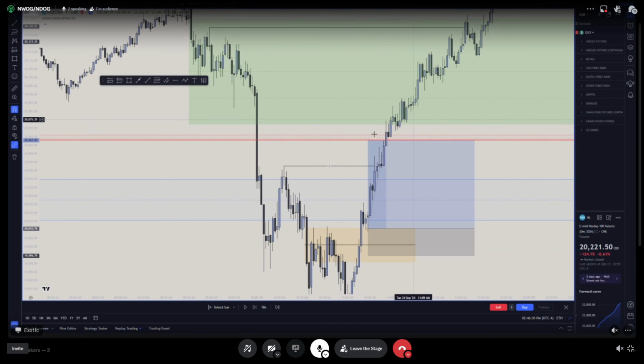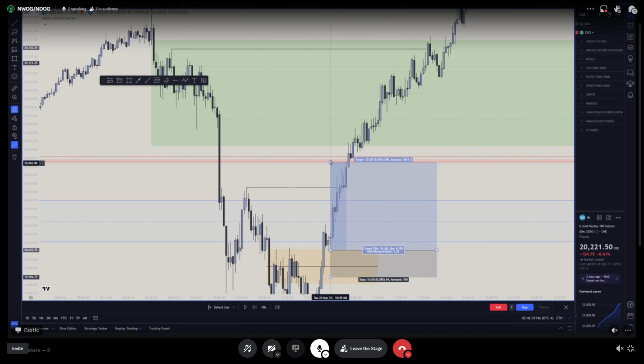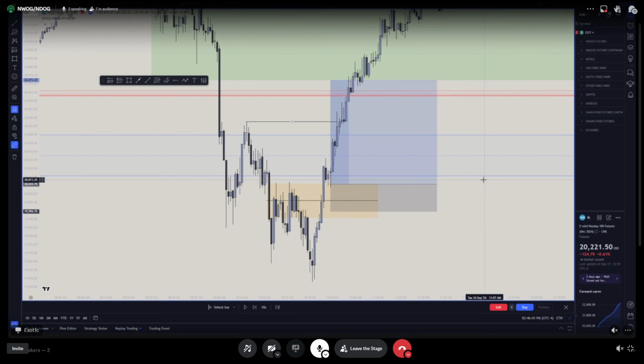So what are we doing if we're not 100% confident in price coming up to here? Once again, you can use your new day opening gap right here. This could be another partial, and this could be another partial right here. Does that make sense?